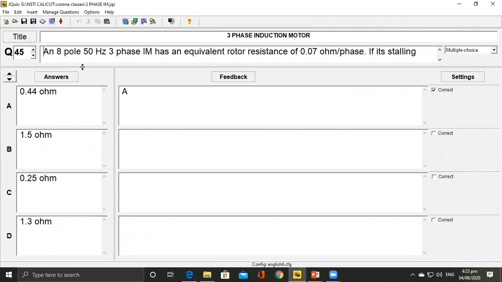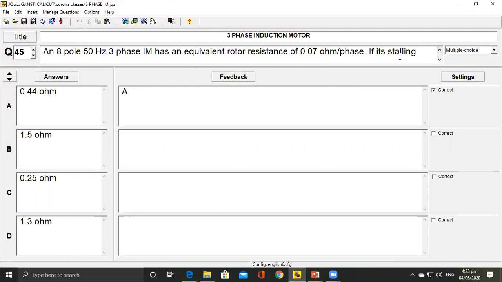Okay. The next question: an 8-pole 50 Hz 3-phase induction motor has an equivalent rotor resistance of 0.07 ohm per phase. If its stalling speed is 630 RPM, what is the rotor reactance per phase? You have to find the rotor reactance per phase.